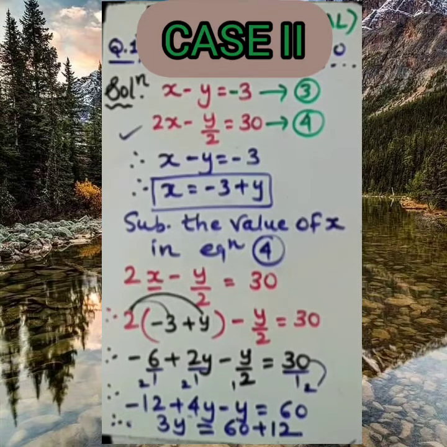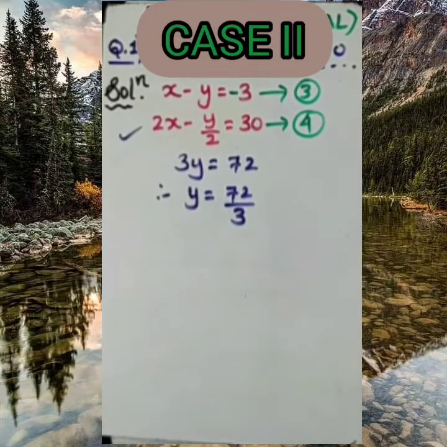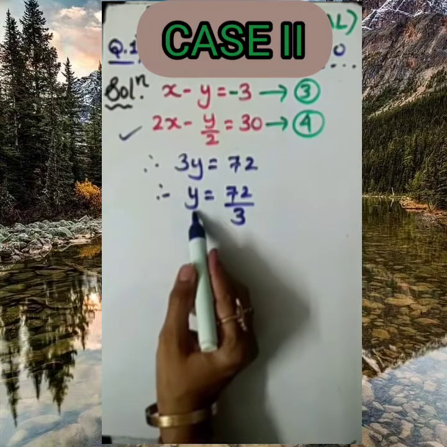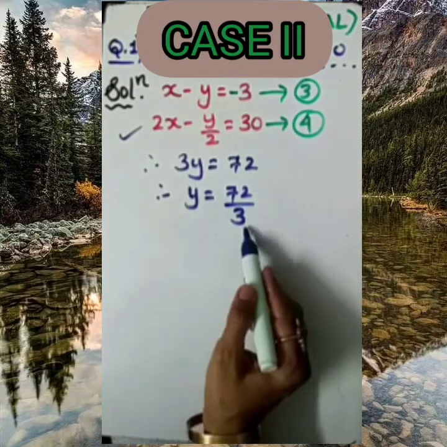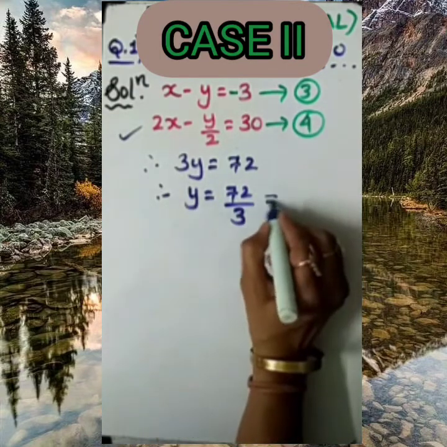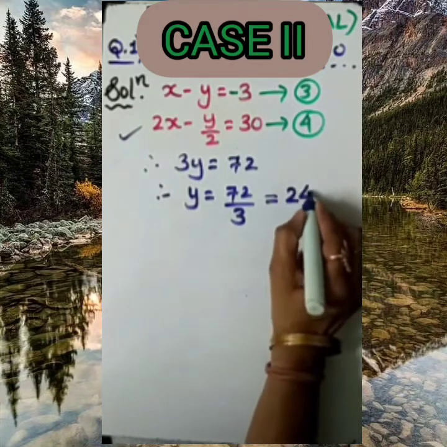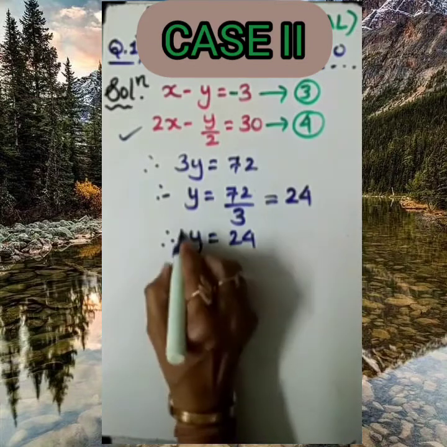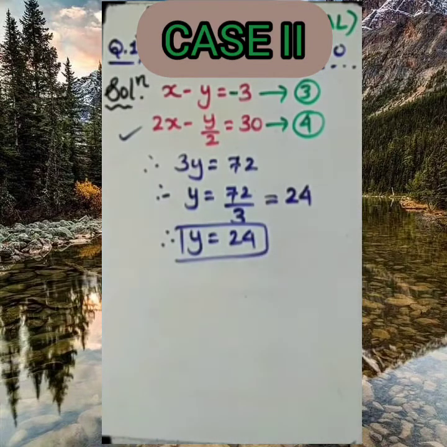So here 3y equal to 72. This step, next step after that. So what will be y? 72 divided by 3. Of course, we know it will be 24. So simply I should say y equal to 24. Fine. This is the value of y. But we need to find the value of x also.